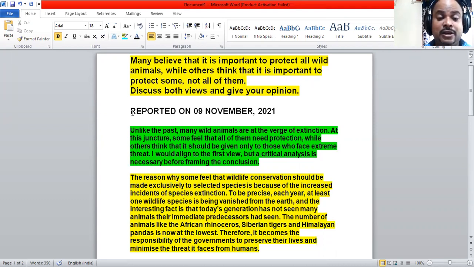This is a discussion opinion question. You have to give the opinion after the discussion. One side of the argument, people believe that it is important to protect all the wild animals, irrespective of big or small, carnivores, herbivores, whatever it is. But on the other side, people think that we have to give protection to a selective number of animals. Discuss both views and give your opinion.